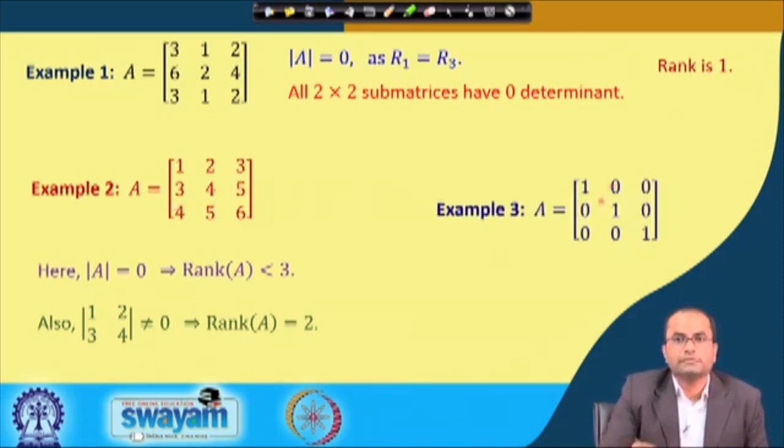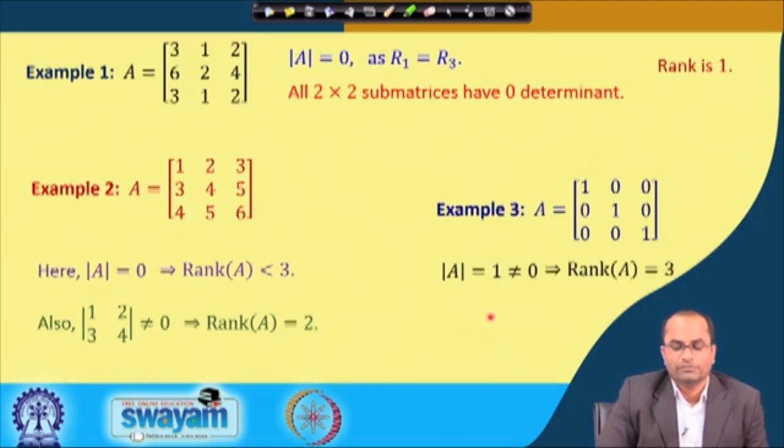If you take the identity matrix here, with 1, 1, 1 on the diagonal, we know that the determinant here is 1, which is not equal to 0. And therefore, the rank of this matrix is 3.